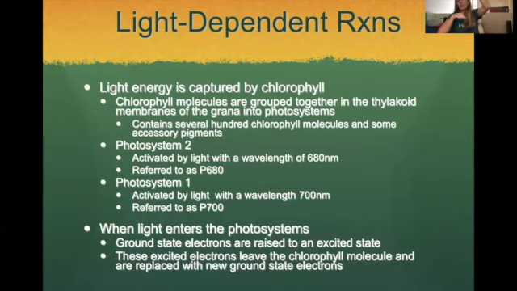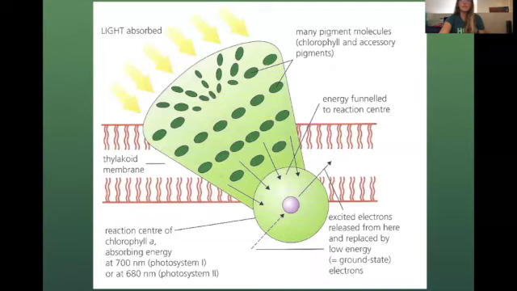And now they've got all of this potential energy that they release as they go back down to ground level. So these excited electrons leave the chlorophyll molecule and are replaced by new ground state electrons. Here it is in pictorial form. Make sure you take a second to look at this diagram.